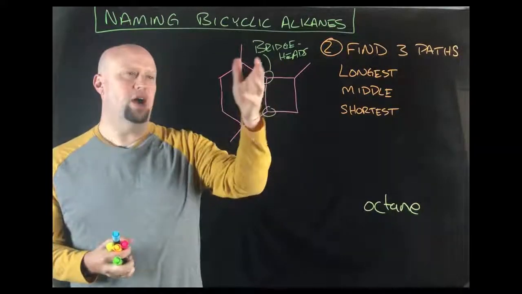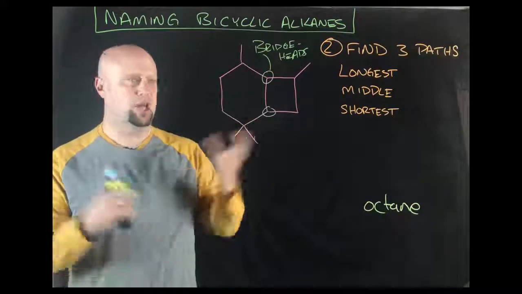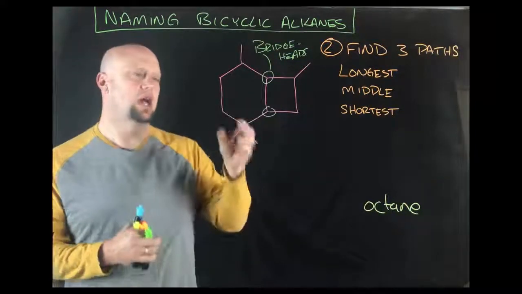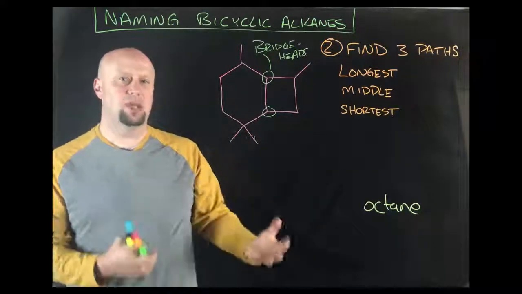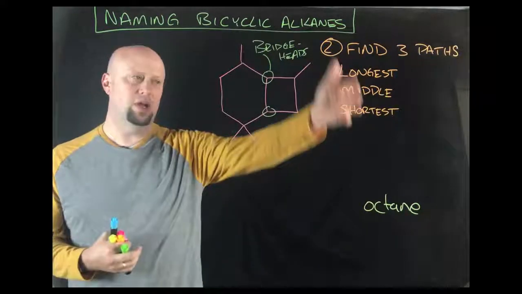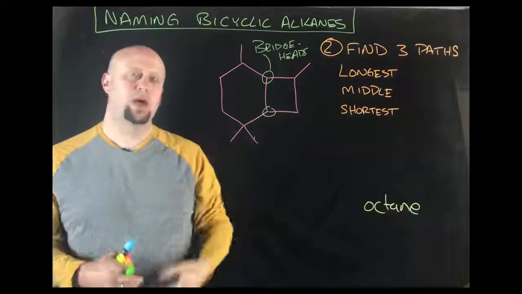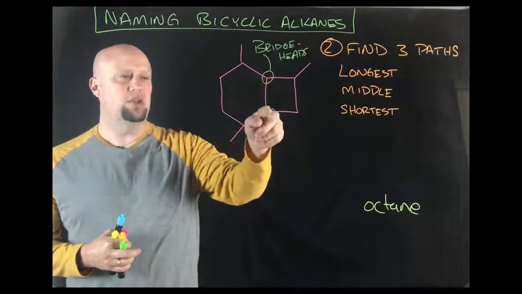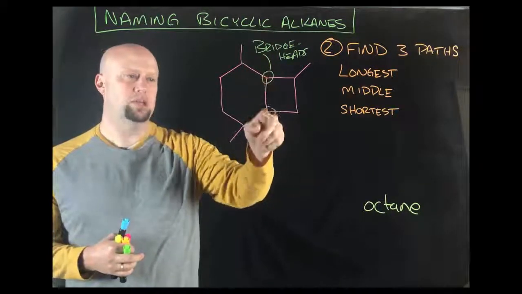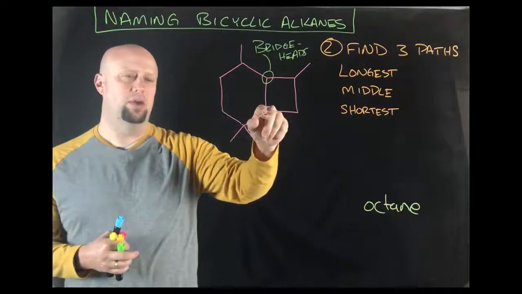So we need to find three paths between the bridgeheads. These two bridgehead carbons are the most important thing in our bicyclic naming. There's always going to be three paths, and we're going to differentiate them and call them the longest path, the middle path, and the shortest path. What do we mean by paths? We're going to get from this bridgehead to the other bridgehead. We could go this way, we could go this way, or we could go around this way.